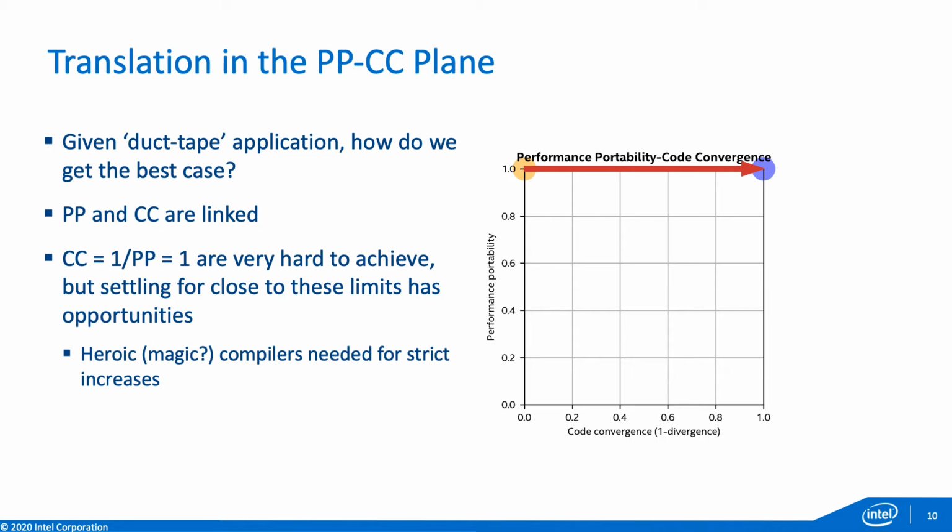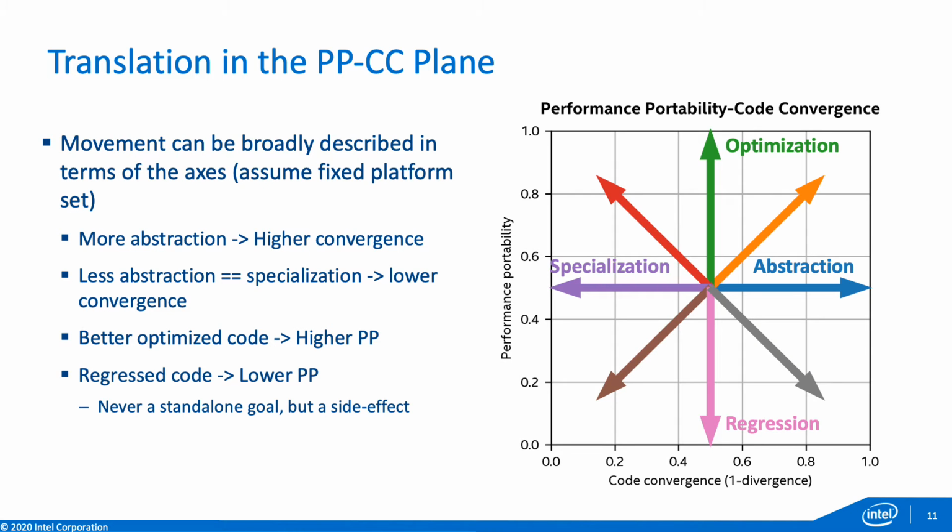We could imagine perhaps that if someone had a heroic compiler that had a lot of backends and was very sophisticated, you could imagine that you could write some code and it's able to generate code for all these backends. But I think you can't expect that to happen in every case. We can be more systematic about how we discuss motion in the performance portability code convergence plane. So I've drawn arrows here that represent different directions, and we're going to go into more detail about them.